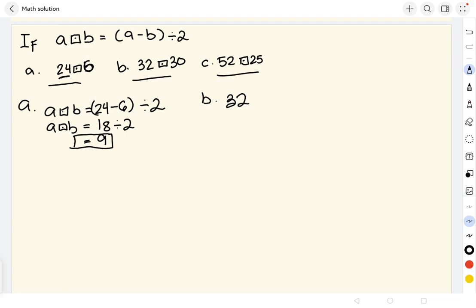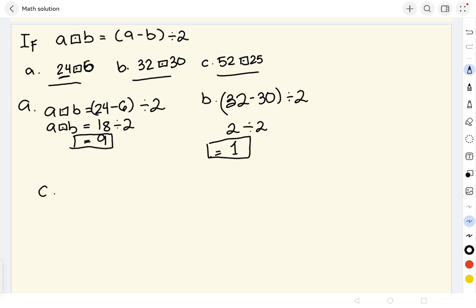Now for B. 32 minus 30 divided by 2. So 32 minus 30 is 2, divided by 2 is equals to 1.